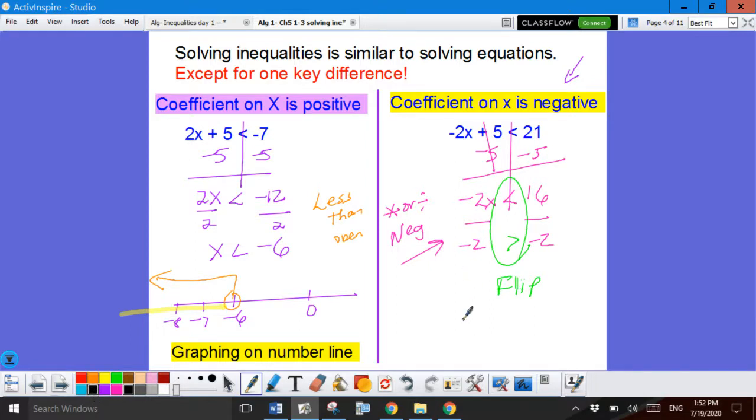So I come up with x is greater than -8. So the sign flips. And that only happens when I multiply or divide by a negative. So here's 0, here's -8. I am an open circle to the right. And this time, my solutions are to the right because it was greater than.